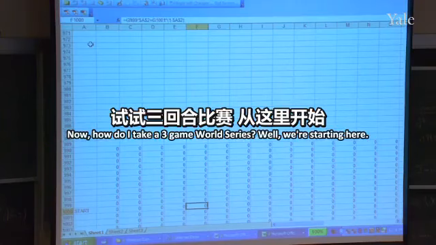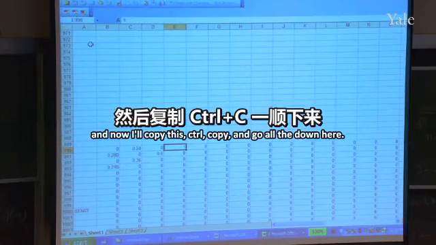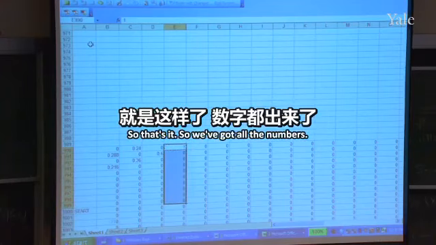Okay, now how do I take a 3-game World Series? Well, we're starting here. This will be game 1, game 2, game 3. So all I have to do now is put ones everywhere. Here, like 1, enter, and now I'll copy this, Control-C, and go all the way down here, because when you're above the middle, okay, so that's it. So we've got all the numbers.